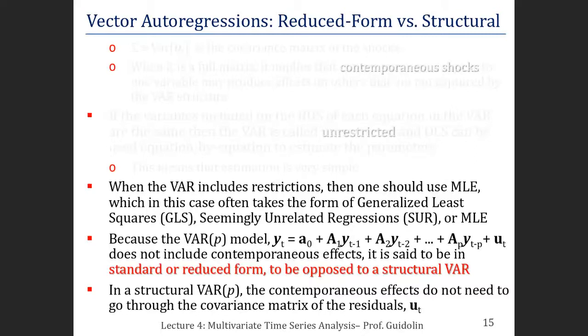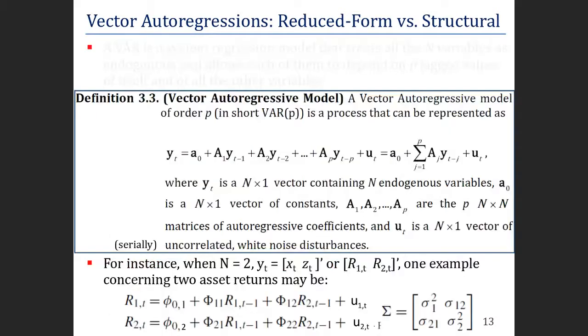Now, the other distinction that is useful to have in the case of VAR models is a distinction between standard reduced form VARs and structural VARs. So the VAR that I showed you in the definition, let me go back, this one that you see in the middle of the slide, is a reduced form or standard form VAR. And that's the most used way to represent VARs in the case of financial applications. Okay. So why standard? Why reduced form?